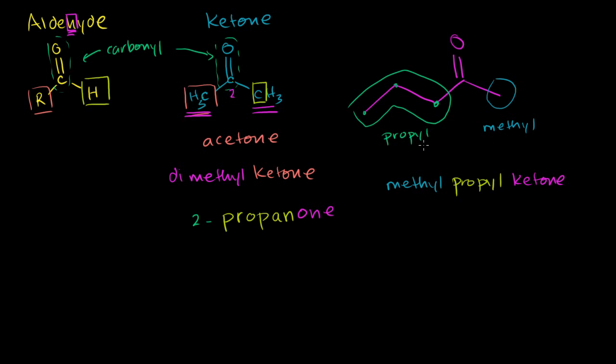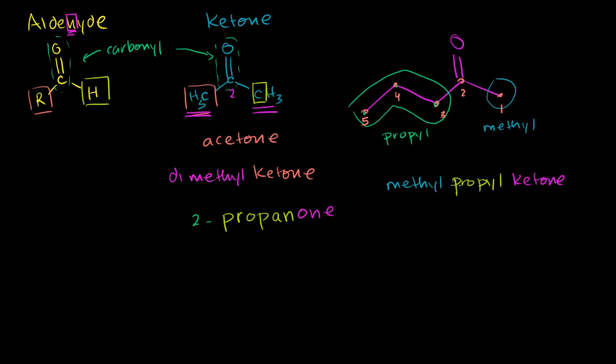But the systematic way of naming it, you look at the longest carbon chain, and you say, OK, I have 1, 2, 3, 4, 5 carbons. So it's going to be pent. And then you want to start numbering it so that the ketone carbon, or the carbonyl carbon, I should say, has the lowest possible number. So you want to start numbering on the right side. 1, 2, 3, 4, and 5.